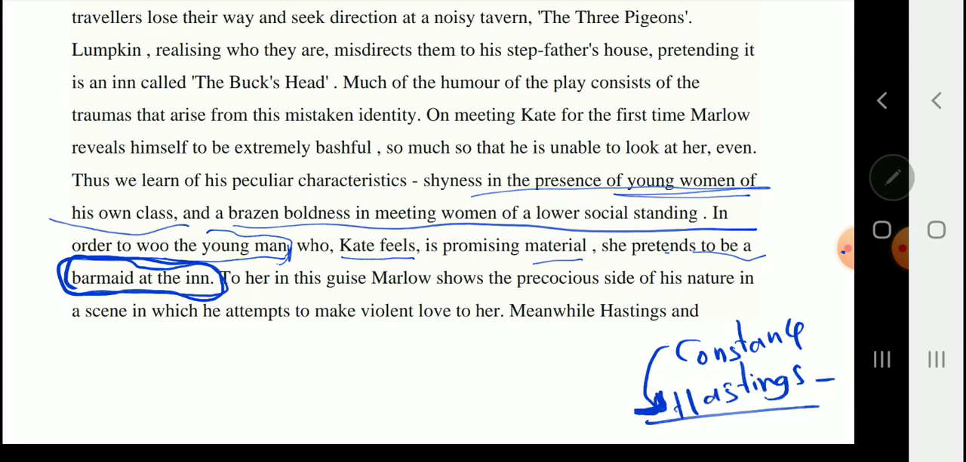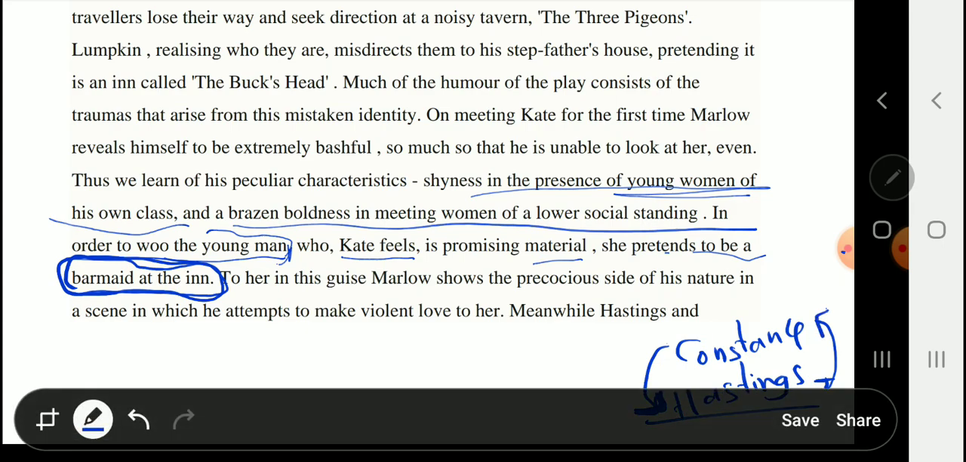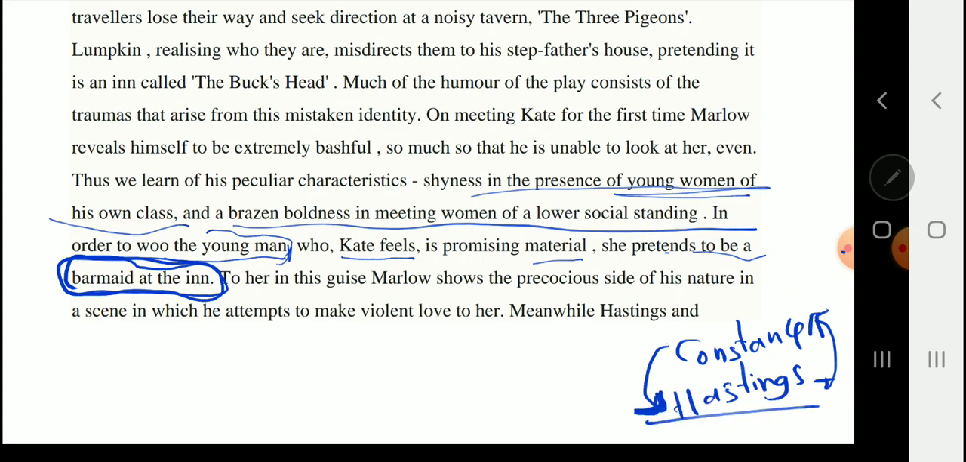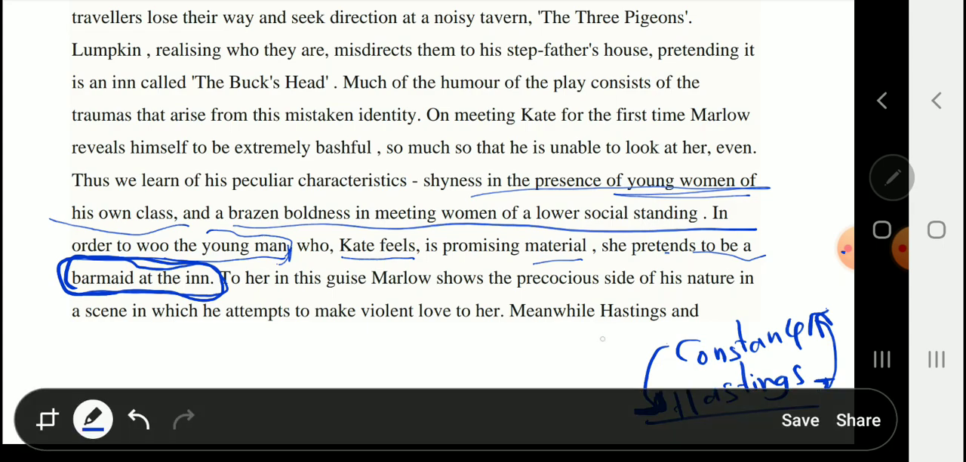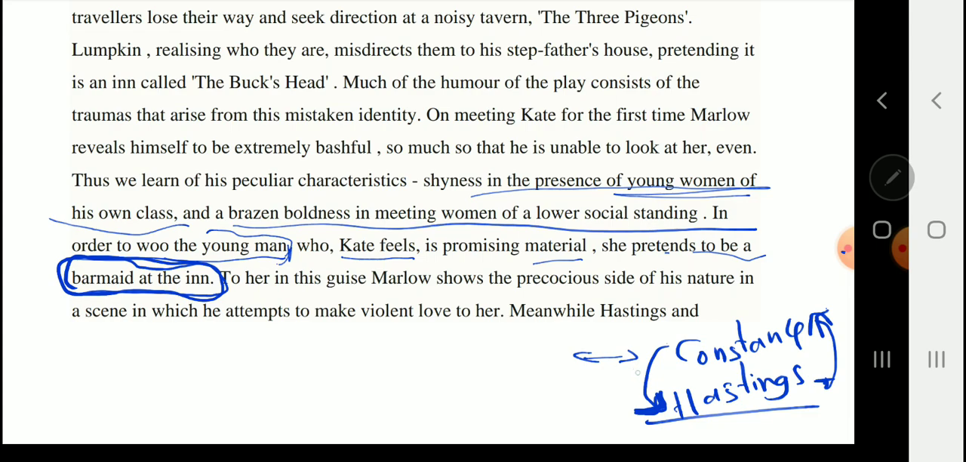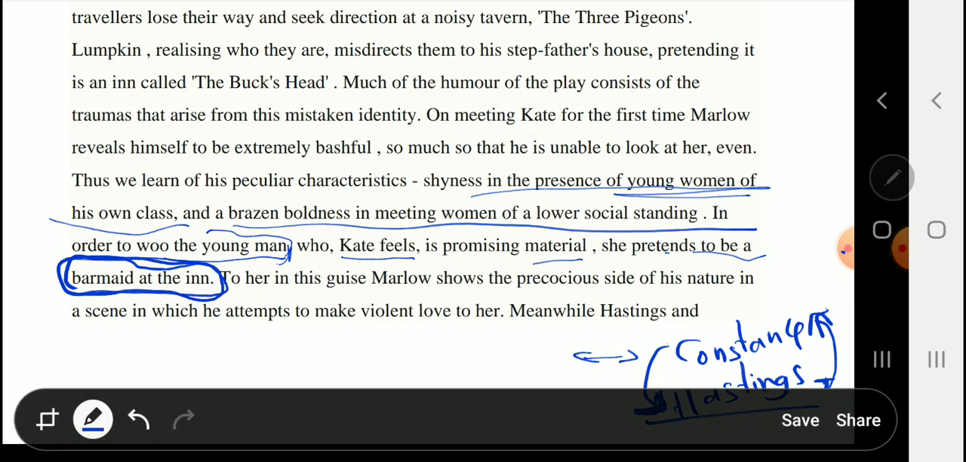Hastings' main goal is to run away with Constance. He doesn't truly care about her fortune. So he told her we should not tell Marlowe the truth, because if we tell him the truth, he would have left the house before we can run away. So Hastings didn't tell his friend Marlowe that this was truly Mr. Hardcastle's house. Marlowe kept on thinking that this is an inn.